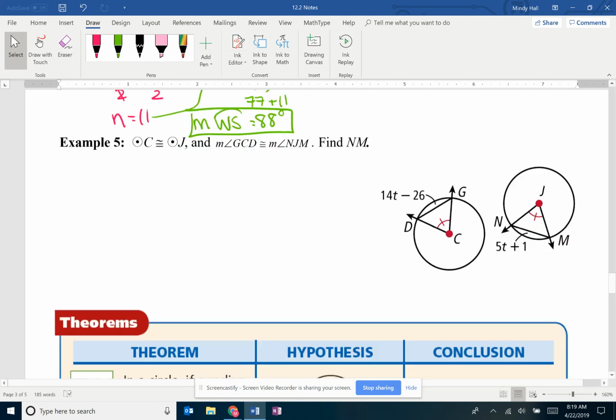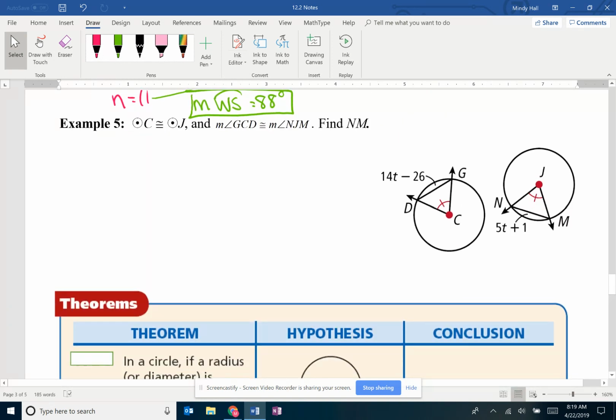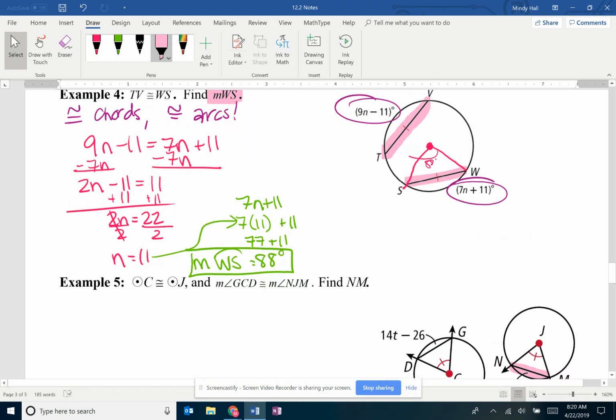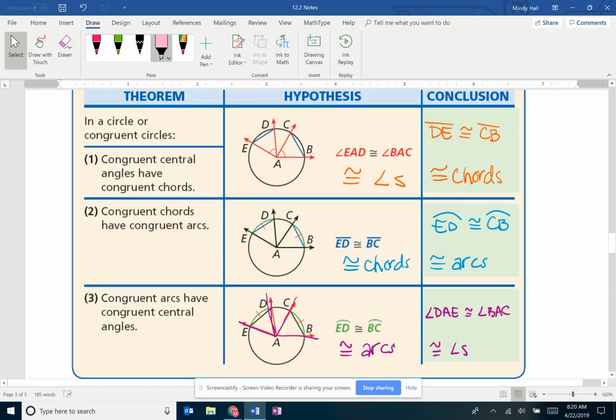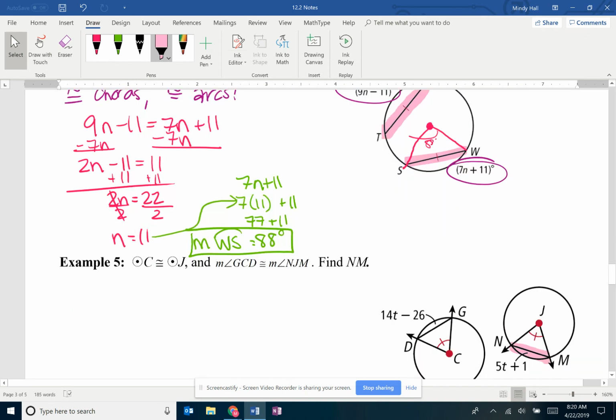Okay. So example 5, we have circle C is congruent to circle J. So we know they have the same radius. And we know that angle GCD is congruent to angle NJM. And we want to find NM, which is this chord right here. So if we go back to the theorems, we have congruent angles. And congruent angles tell me that I would have congruent chords, which is number 1.